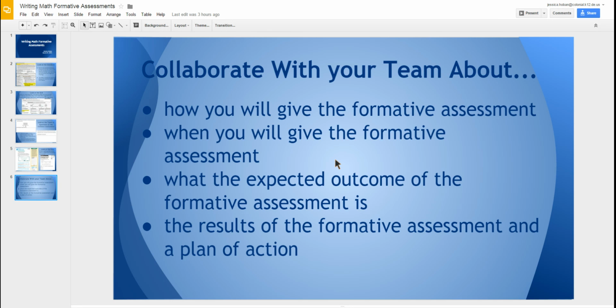You also want to decide when you're going to give it. So if I'm on a team of 3 teachers, we need to give the assessment around the same time so that we can better decide what we need to do moving forward in the unit. We also want to talk about what's expected. If you create a formative assessment, you should have some expectations for what you're hoping to get out of it. And then finally, you should collaborate with your team about the results of the assessment and what you want to do from here. So hopefully this helps you when you create math formative assessments.